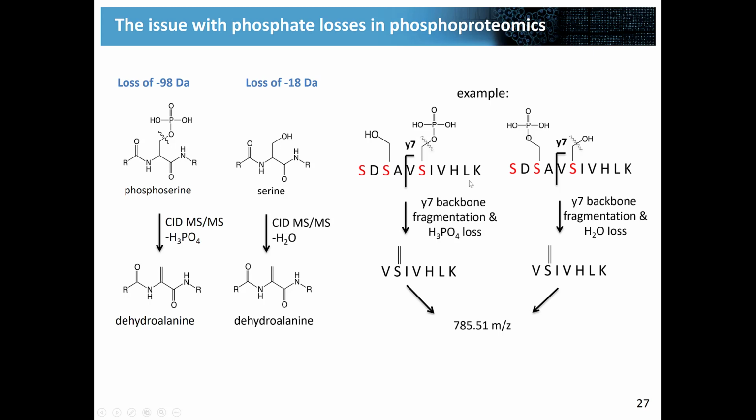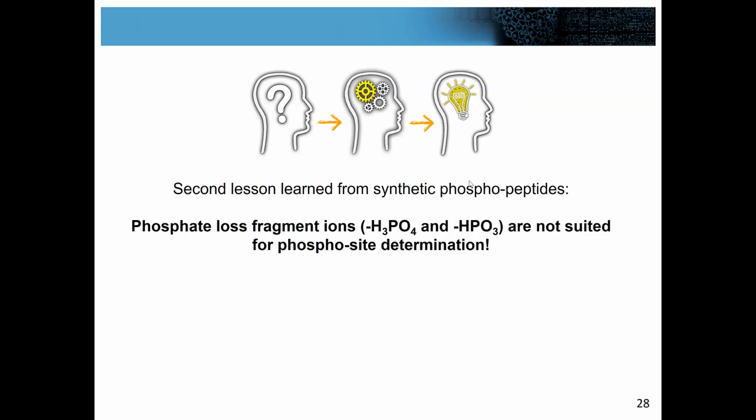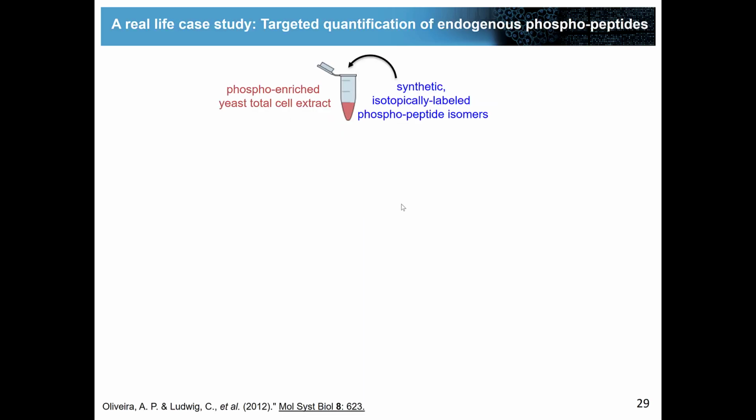Both of these peptides have the same precursor. So it is actually not a fragment ion that you can use to localize the phosphosite. And that's also a lesson that I learned. If you want to determine phosphorylation sites, you should not work with these neutral loss fragment ions. You should work with the fragment ions that still contain the phosphate.